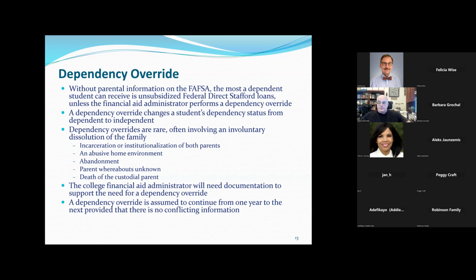College financial aid administrators can now rely on a dependency override provided during a previous year, assuming there is no conflicting information. So this should reduce the number of times a student must ask for a dependency override. Previously, students had to ask for a dependency override every year.